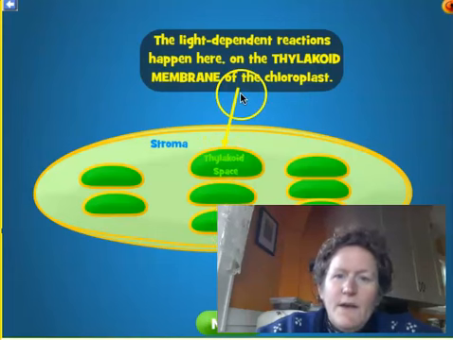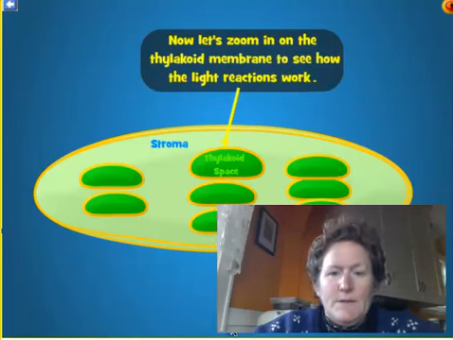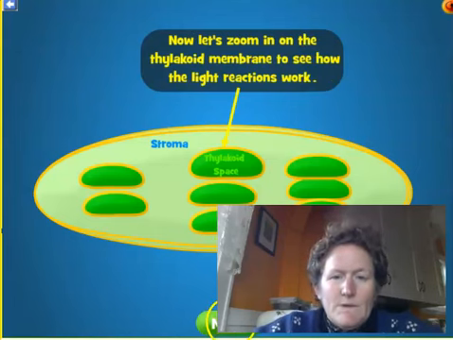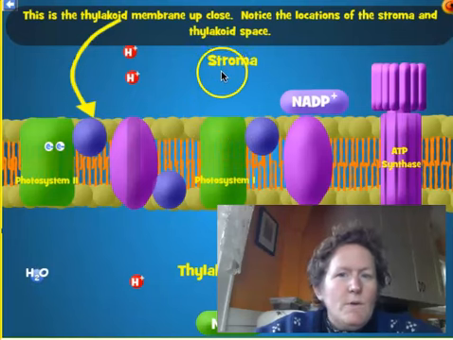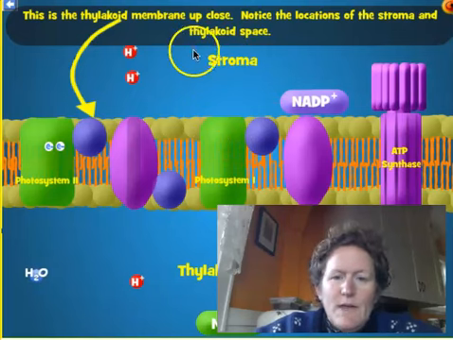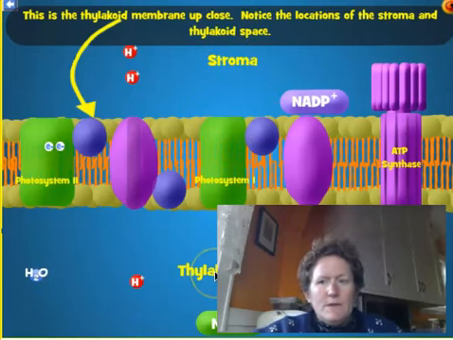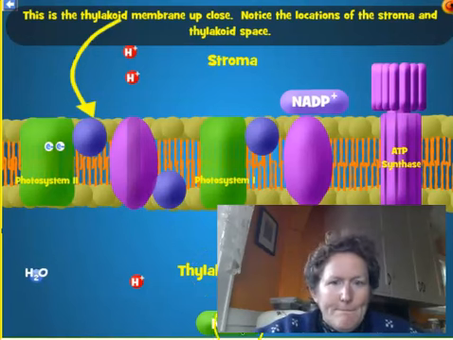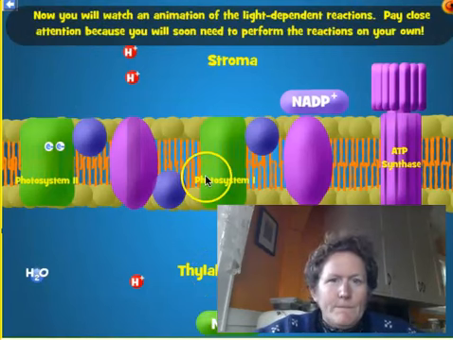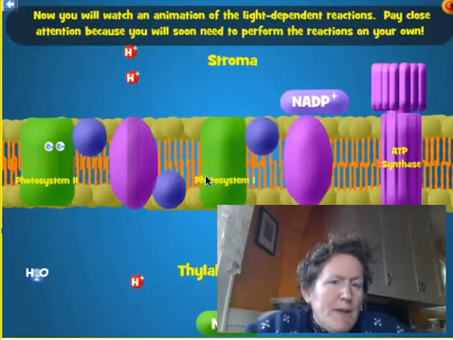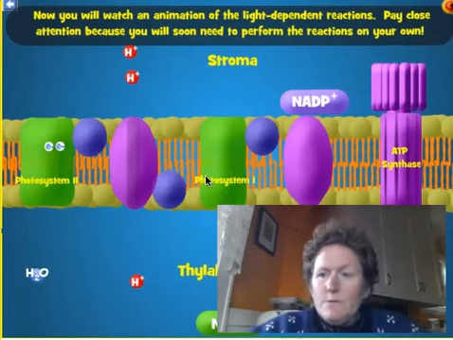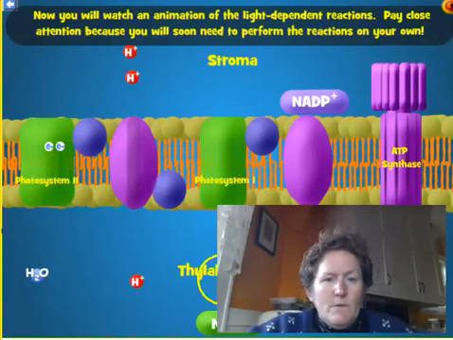So the thylakoid membrane of the chloroplast is where all the action happens here. We're going to zoom in on the thylakoid membrane. So notice where the stroma is, that fluid, and where the thylakoid space is. Now we're going to watch an animation of the light-dependent reactions. We're going to pay close attention because we're going to need to do those reactions on our own here.